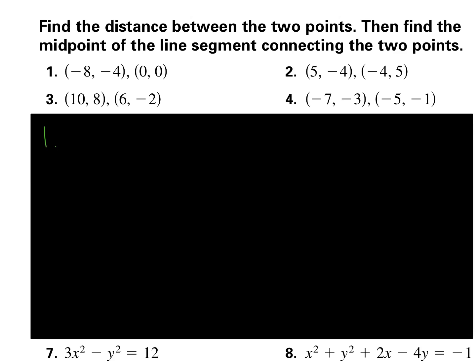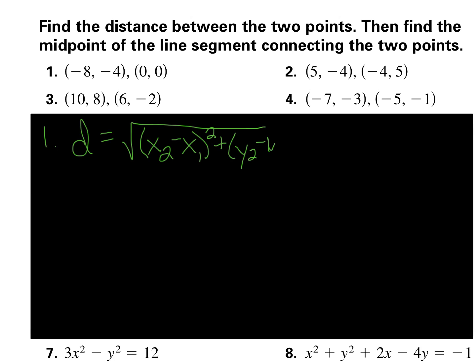So for number 1, we've got -8, -4, and 0, 0. And of course the distance formula is the square root of the difference in the x values, so x2 minus x1 squared plus y2 minus y1 squared. We take the square root of that whole thing. So we'll label our points x1, y1, and x2, y2. Okay, so for number 1, it's basically just plug and chug.